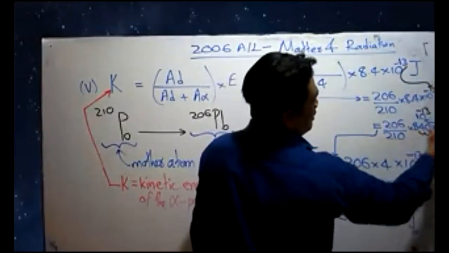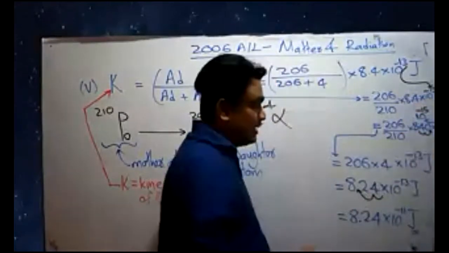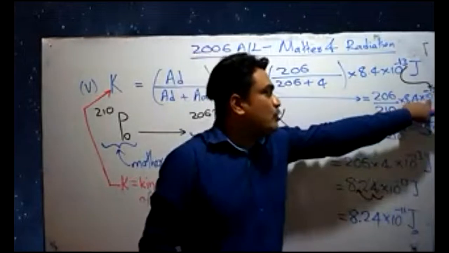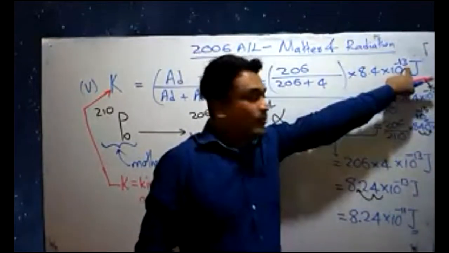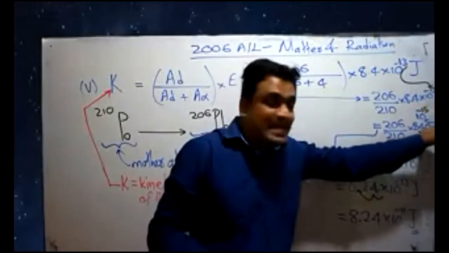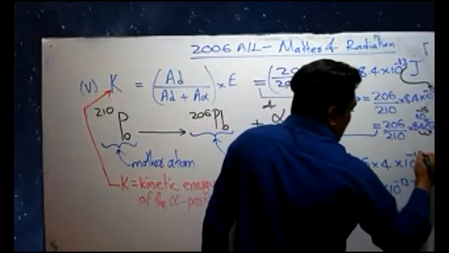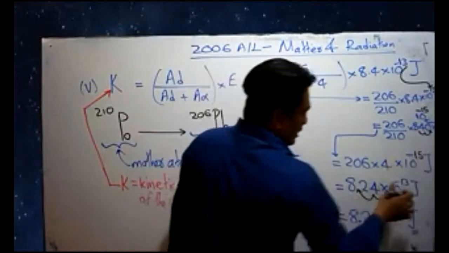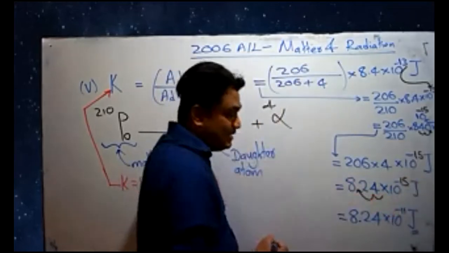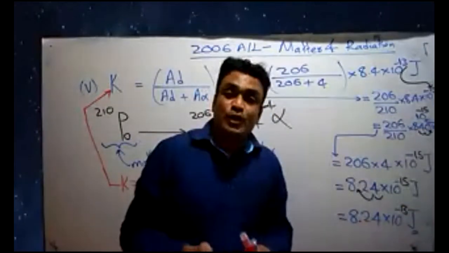So once you take 2 decimal points to the right hand side, minus 30 should become minus 15. Thank you. So then 8.4 into 10 to the power minus 13. Minus 13 will be minus 15 when you take 2 decimal points to the right hand side to make it 840. So this is minus 15. Thank you. This will still be minus 15. Once you take 2 decimal points to the left hand side, minus 15 will be minus 13. So final answer is 8.24 into 10 to the power minus 13.